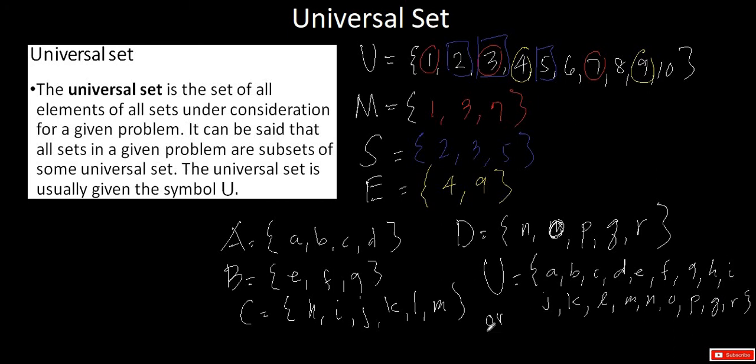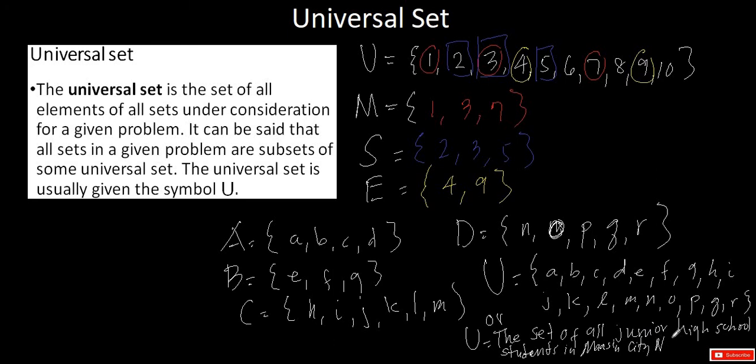Or the universal set is a larger set, which is the set of all junior high school students in Maasin City National High School.